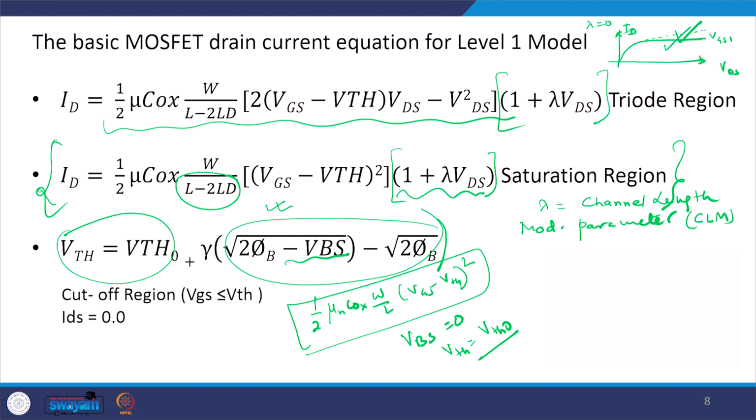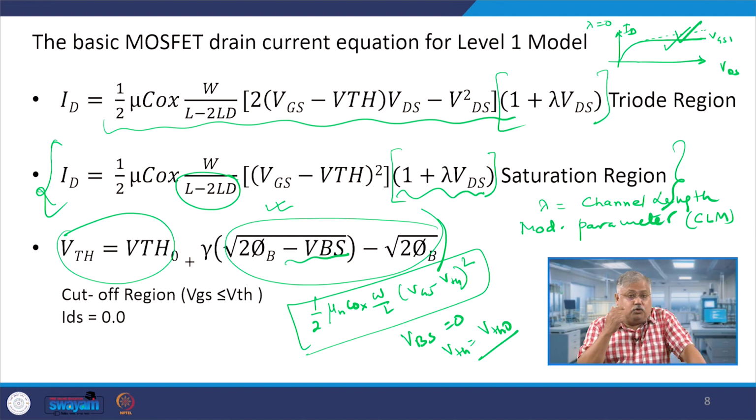And then of course, you will have a cutoff when VGS is less than VTH, and therefore your drain current will be equal to 0. So there are 3 states of the device. One is of course the cutoff region, which gives you a current of 0, and you also have a triode region and a saturation region. The triode region behaves like a resistive region, and the saturation region also starts to behave like a resistive region, provided you have a channel length modulation parameter effect available to it.